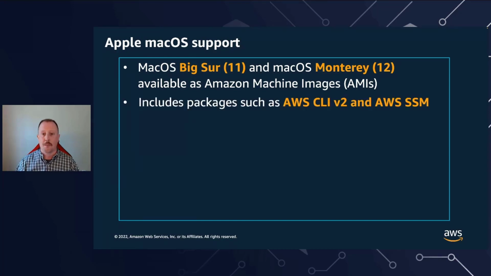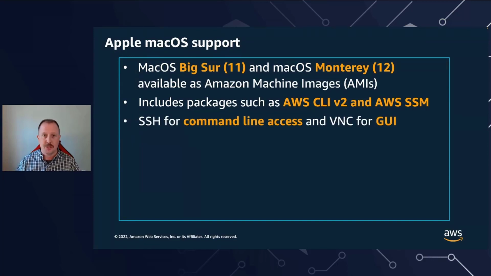We also, in our macOS AMIs, our Amazon Machine Images, support packages like the AWS CLI version 2, SSM for remote access as well. This is the same SSM that you would use for your Linux and Windows instances. So you can use things like Fleet Manager or Run Command. You can tunnel SSH over SSM and get secure connectivity that way. It's the same SSM that you would get any place else, and it comes included with our macOS Amazon Machine Images on both Mac 1 and Mac 2.